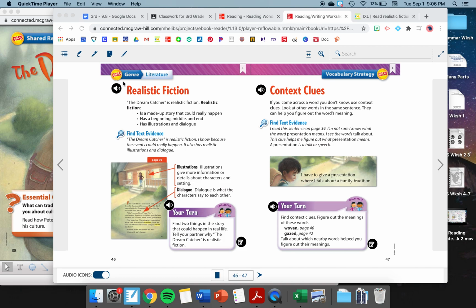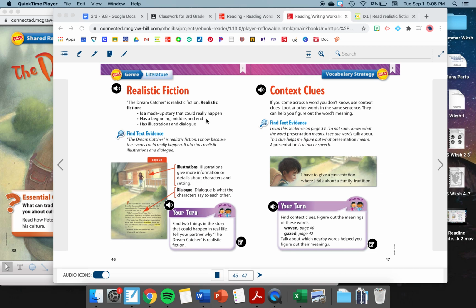All right, our genre for this week is realistic fiction. Our stories are realistic fiction, which means that they have three things. One, it's a made-up story that could actually happen. So, animals aren't going to talk. There's not going to be magic. It's going to be something that could actually happen.